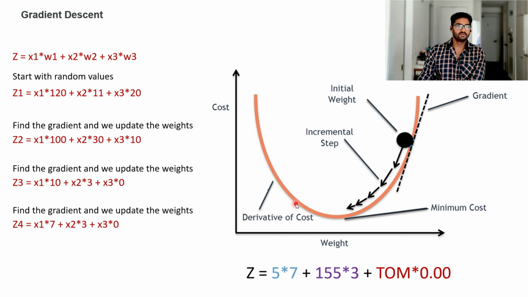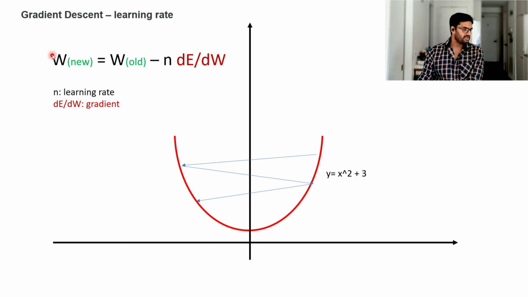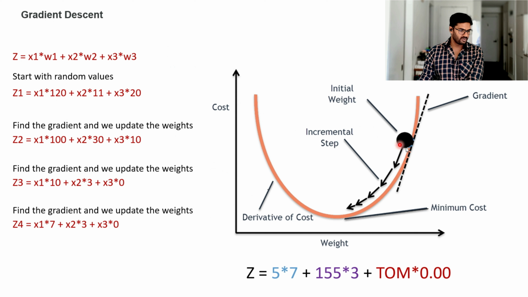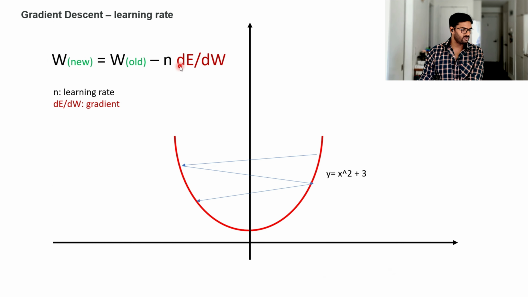So in the previous example, I talked about incremental step. What is that? Well, the way we calculate the new weights is by this formula. As you can see, it's extremely simple. We are saying the new weight would be the old weight minus n times whatever the derivative is. So whatever the derivative we found here, we'll put it here, and then we will multiply that with n, and then we will subtract all this value from the old weights, we will get a new weight.